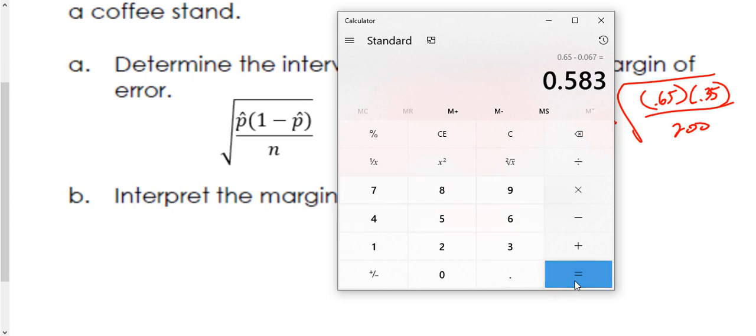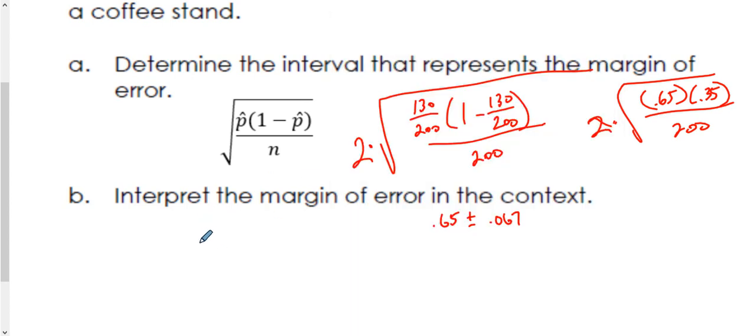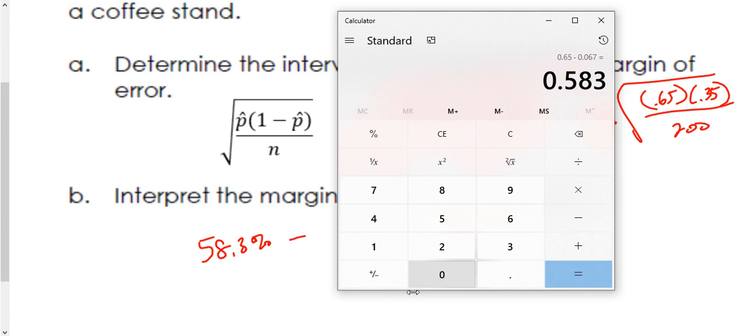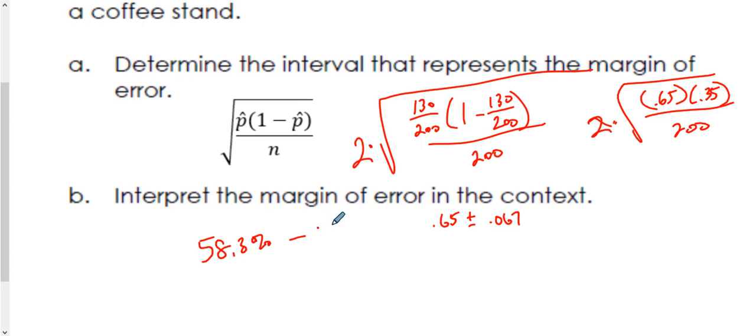0.067, I get 58.3%. To, and then if I add these two, 0.65 plus 0.067 gives me 0.717, which is 71.7%. So between 58.3% and 71.7% of the students want a coffee stand. Guys, that tells us right there that most of the students want a coffee stand. So that'd probably be the way to go here.